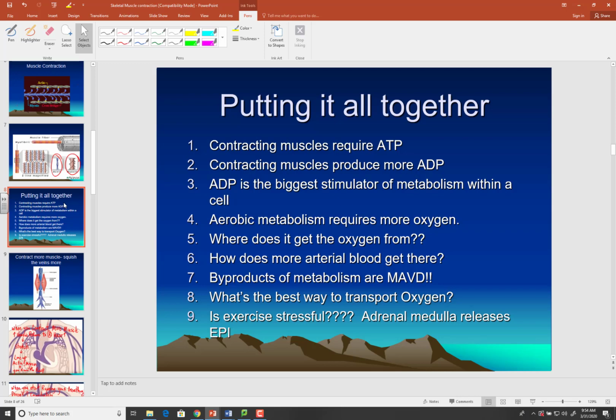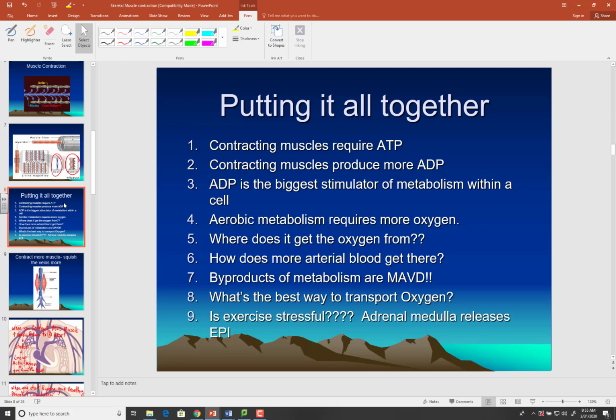Number one, contracting muscles require ATP, right? And then contracting muscles produce more ADP. And if you recall, the buildup of ADP inside a cell, in this case a muscle cell, is the biggest stimulator of metabolism, right? So aerobic metabolism and anaerobic metabolism are going to speed up. And as you know, aerobic metabolism requires oxygen. Where do you get that oxygen from? You get it from the blood.